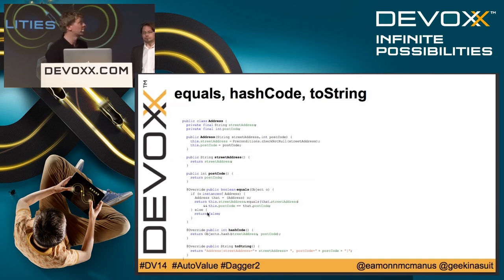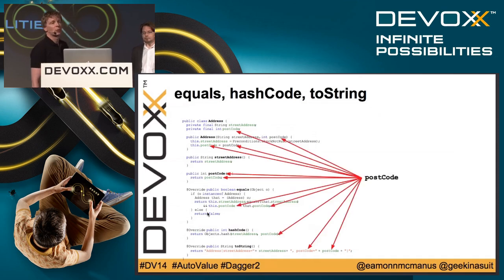And if you look at it, a property like postcode is referenced, the identifier postcode appears 11 times in that class. If I want to add a new property, say country, I'm going to have to add that in the same 11 places. So that's really very annoying.